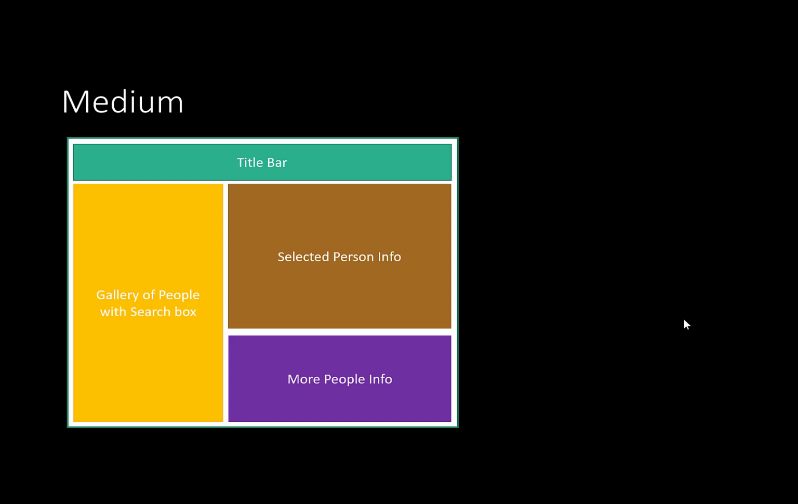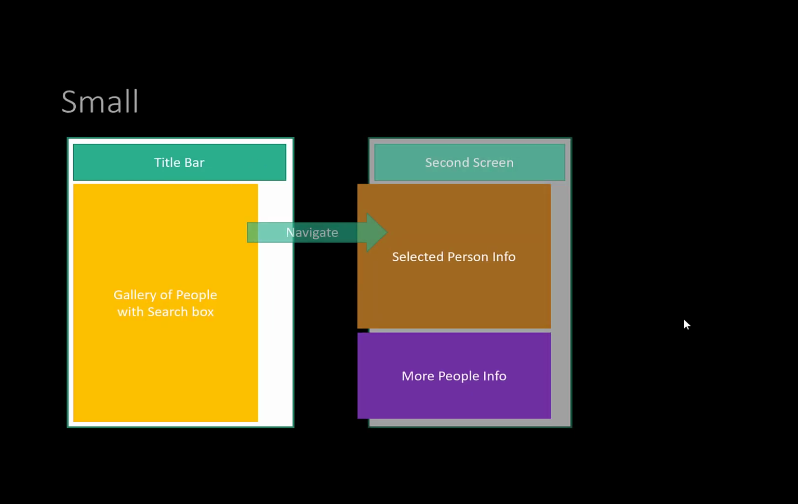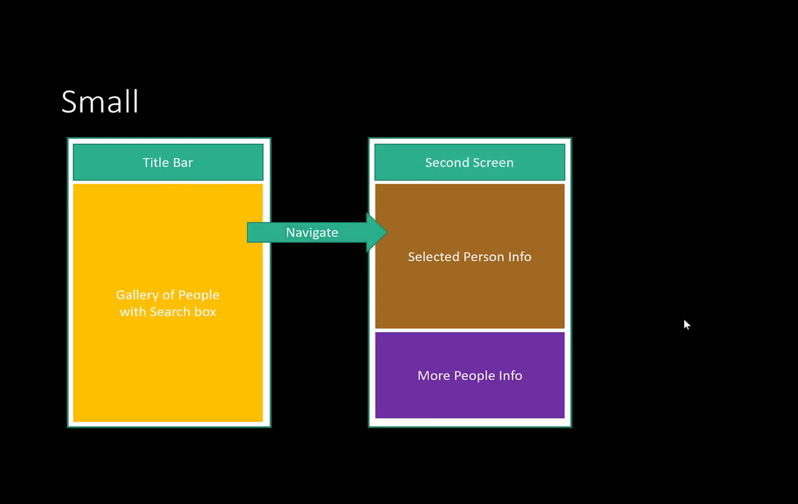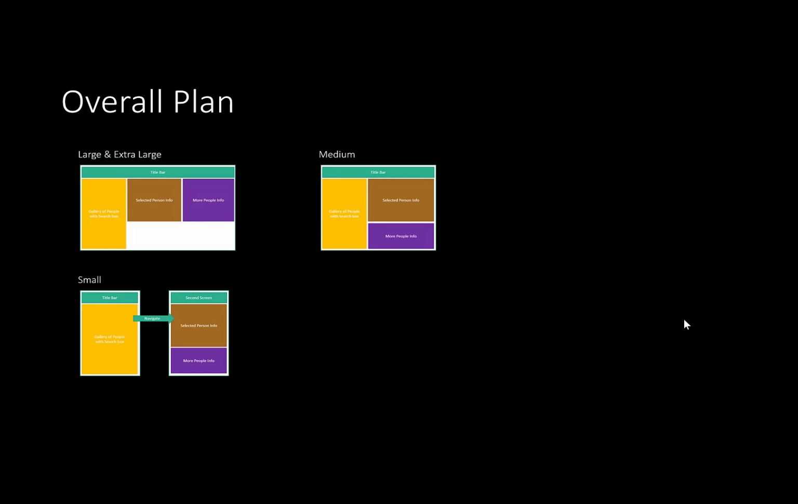Okay. Then the last size we're going to handle is the small size, your phone size. And in this one, we're going to put the gallery as the only thing on that screen with a title bar. And we're going to put navigation on there that you can go to a second screen, which will have the 2 boxes on there that we're expecting. Okay, so this gives us our plan of our 3 different layouts to cope with the 4 different sizes that we're going to handle. So let's move on to creating an app.